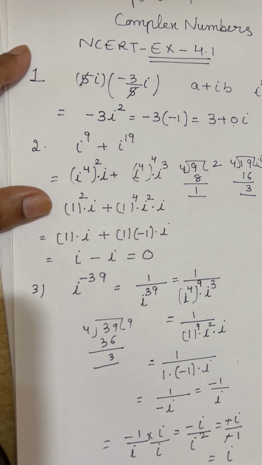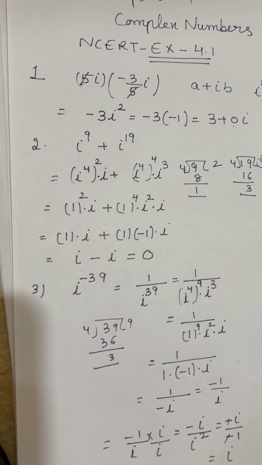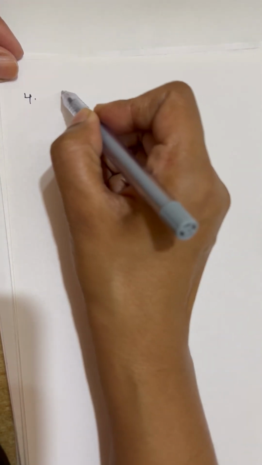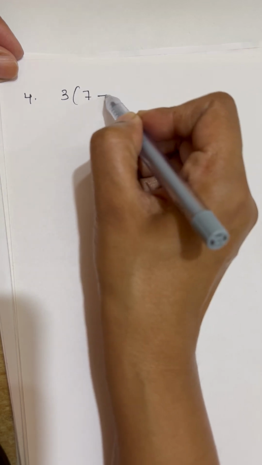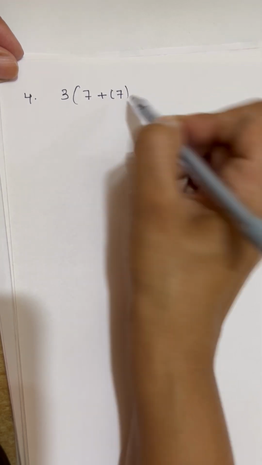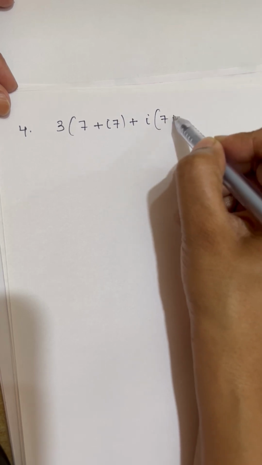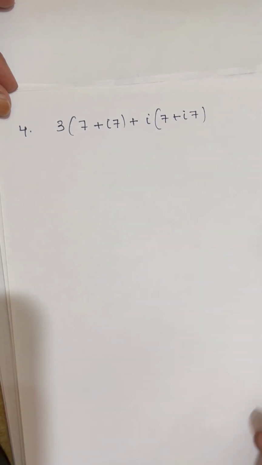I hope these three questions are clear to everyone. So next, fourth question is, evaluate 3 into 7 plus iota 7 plus iota 7 plus iota 7.